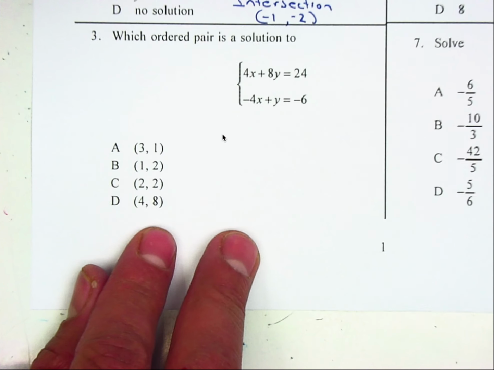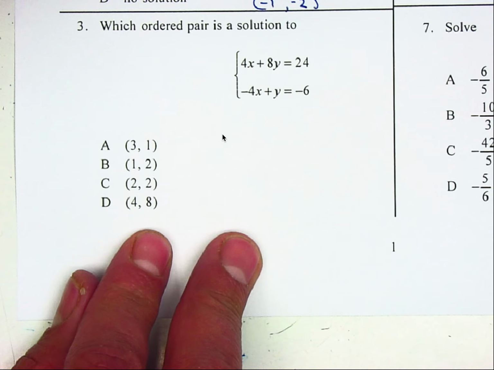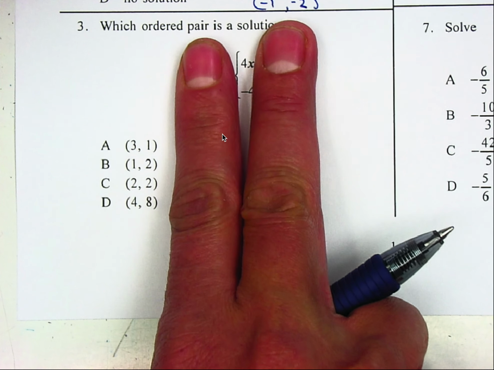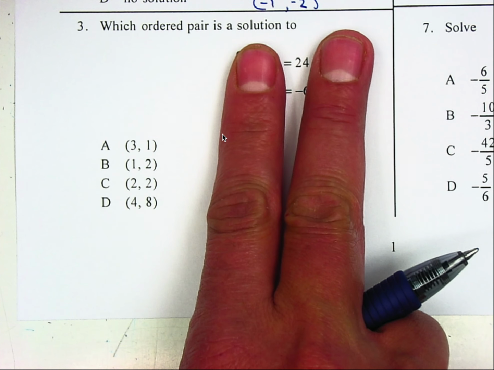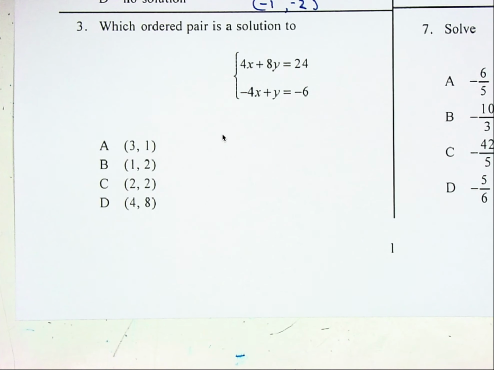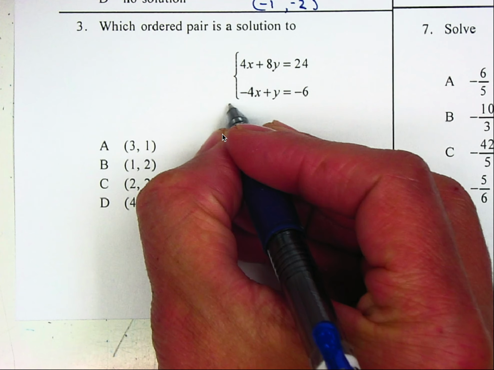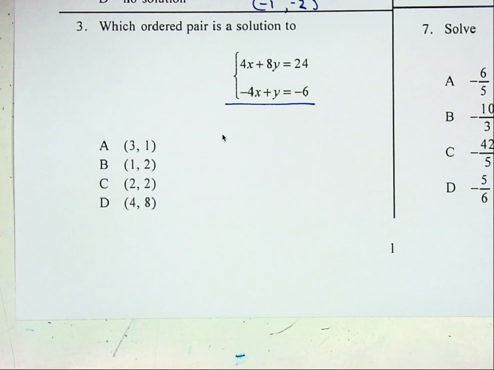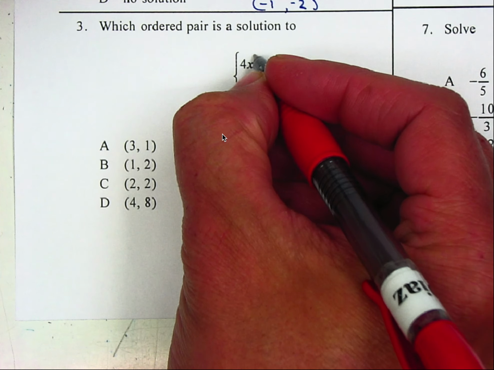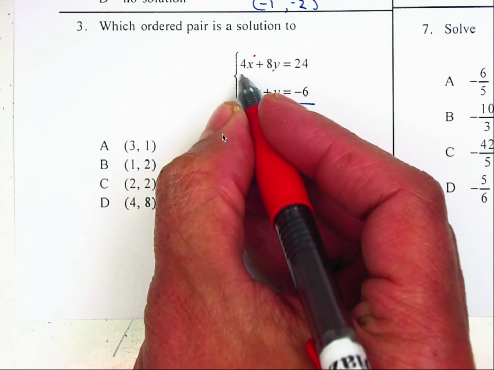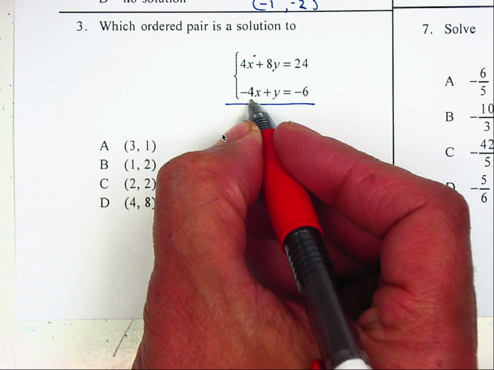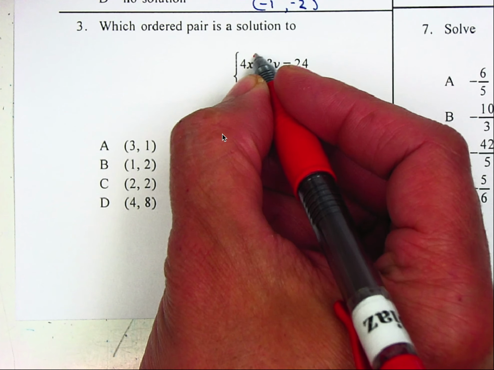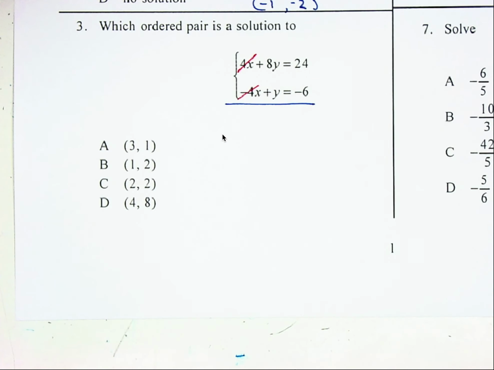On problem number 3, I'm going to use combination. Just because they're lined up, you have your x's, your y's, your equal sign, and then your number. And the purpose of combination is that you want to cancel your x's or y's. And if you notice, right now, your x's cancel because one of them is positive, the other one negative, and they have the same number. So 4x minus 4x is 0, or they cancel out.